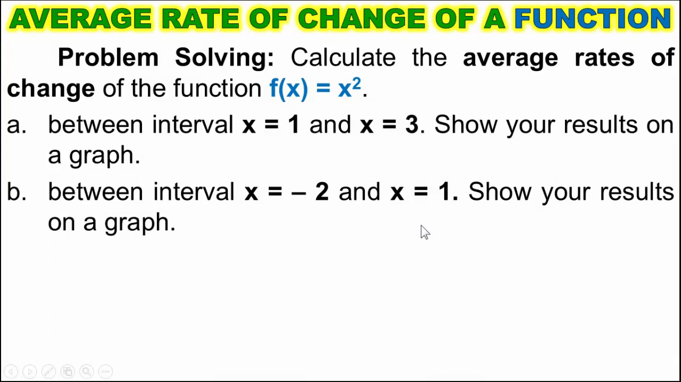To better understand the average rate of change of a function, let us solve problems and apply it. Calculate the average rates of change of the function f of x is equal to x squared. Letter A. Between interval x is equal to 1 and x is equal to 3. Show your results on a graph. Letter B. Between interval x is equal to negative 2 and x is equal to 1. Show your results on a graph.